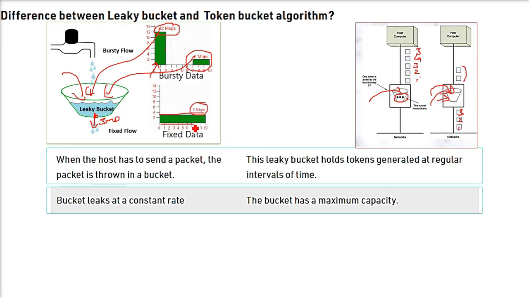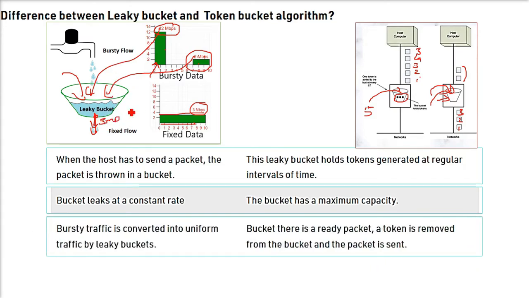The next difference: in the leaky bucket, as I said, the flow rate is constant. Here, the flow rate is not constant. It depends upon how many tokens are being generated, and that is generated with respect to the network situation. In the leaky bucket, bursty traffic, the data coming at times at an immensely high rate, is converted into uniform traffic by the leaky bucket.